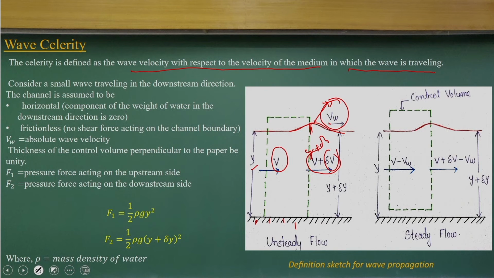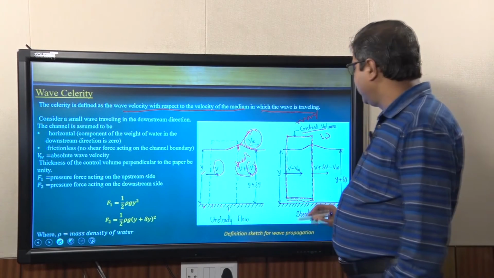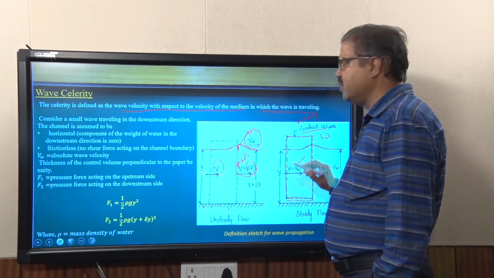What can we do? We can consider a moving control volume with Vw. Moving the control volume with Vw, the problem becomes a steady problem. It is quite easy now. Neglecting the friction forces, we can use these control volumes for mass conservation and the linear momentum equations to get what the Vw value would be.